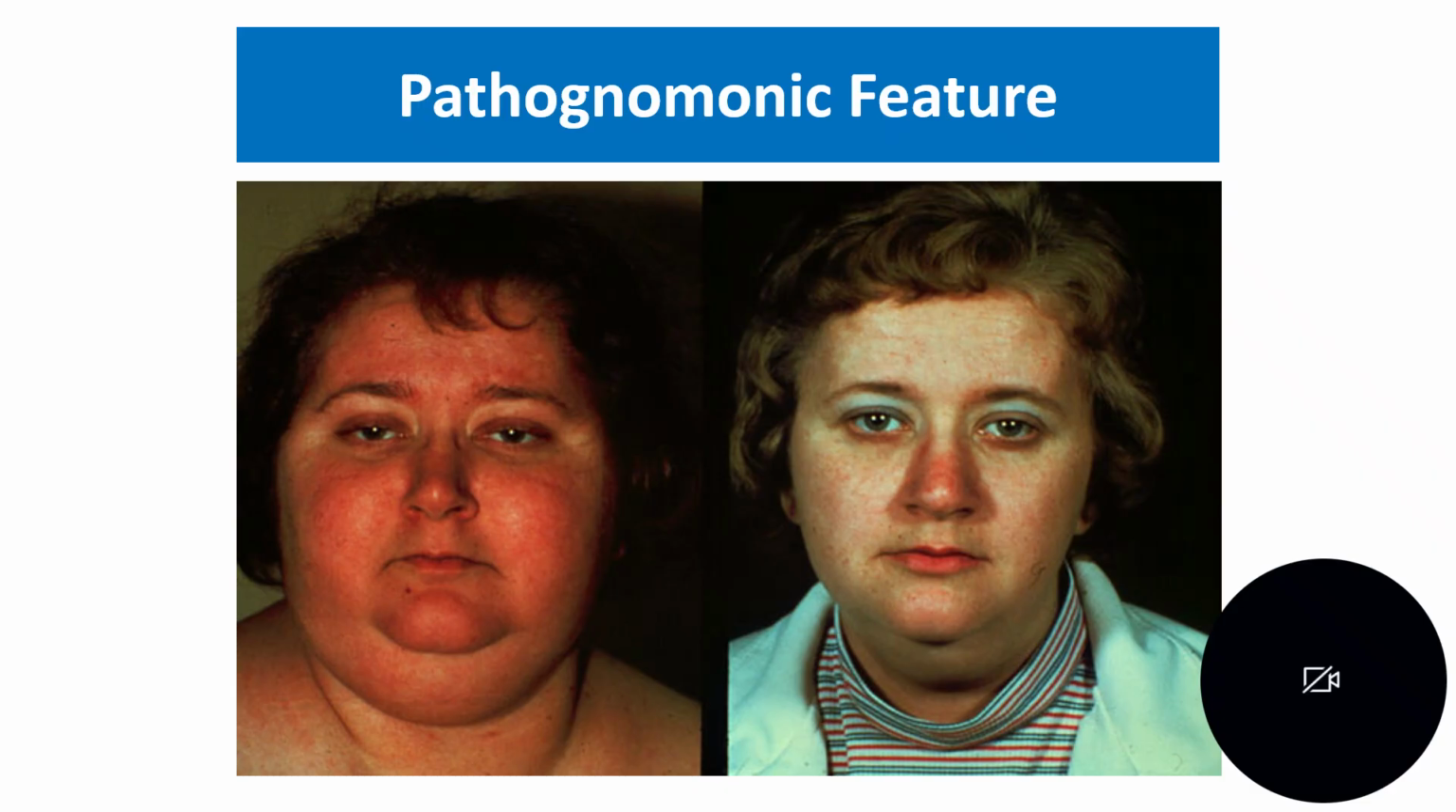The word pathognomonic, if we break down that word into its roots, pathos has to do with suffering, gnomon to do with knowing. So if you saw a patient with this particular picture that she's suffering from, you know exactly what she's suffering from. So moon face, Cushing syndrome. How about this one?